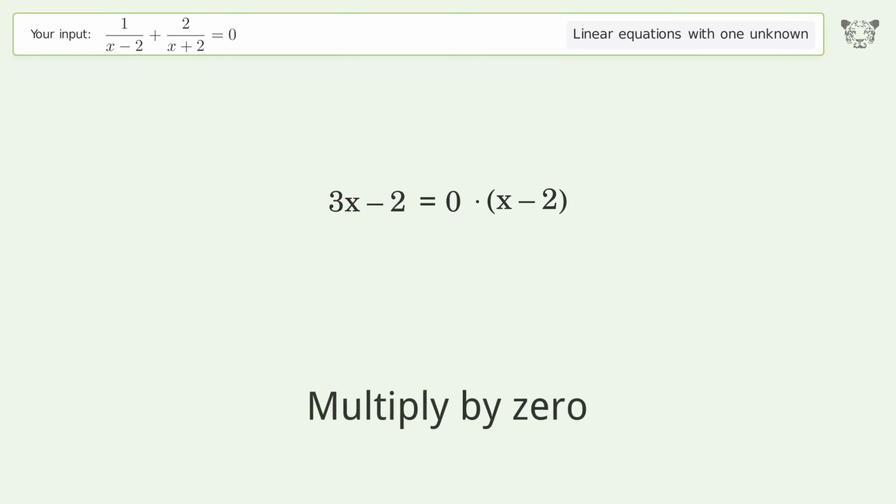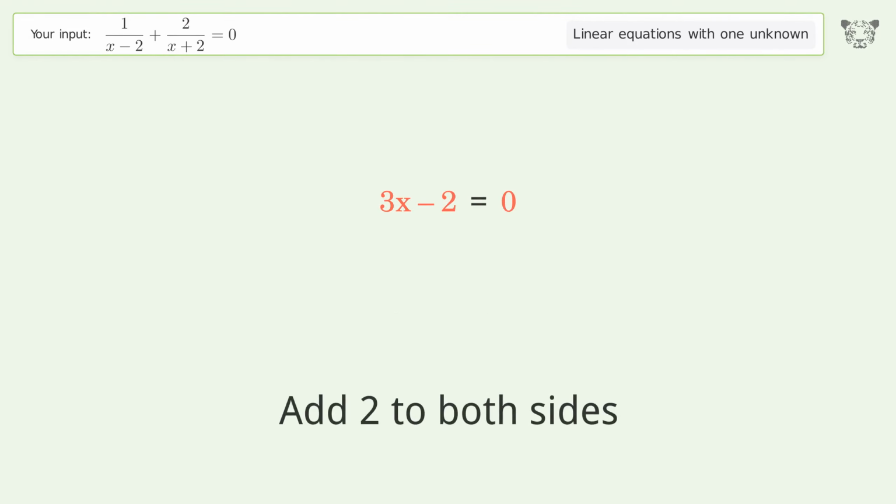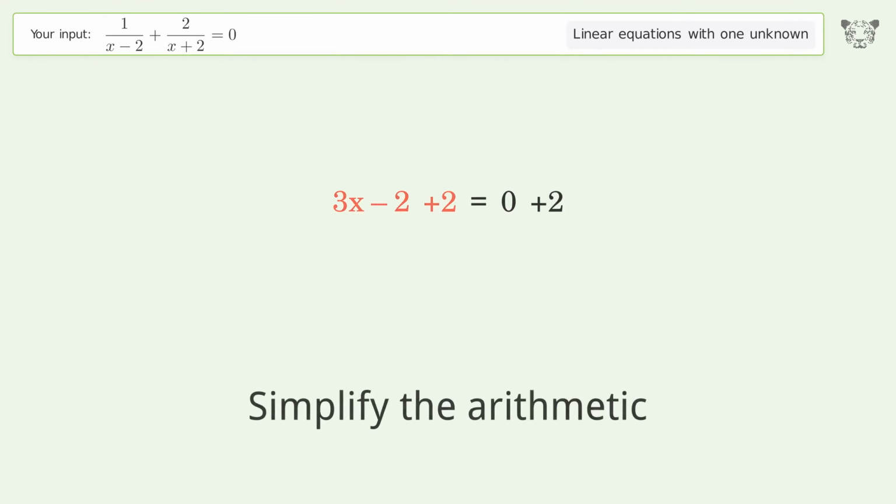Multiply by 0. Group all constants on the right side of the equation. Add 2 to both sides. Simplify the arithmetic.